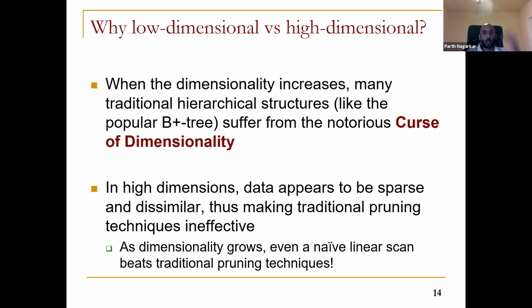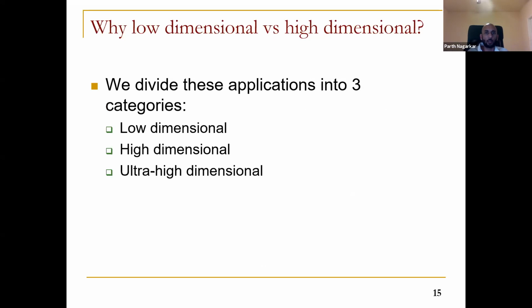And so how do we distinguish between low dimensional and high dimensional?